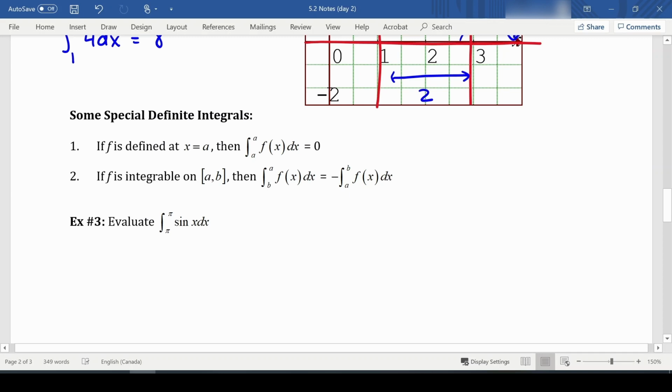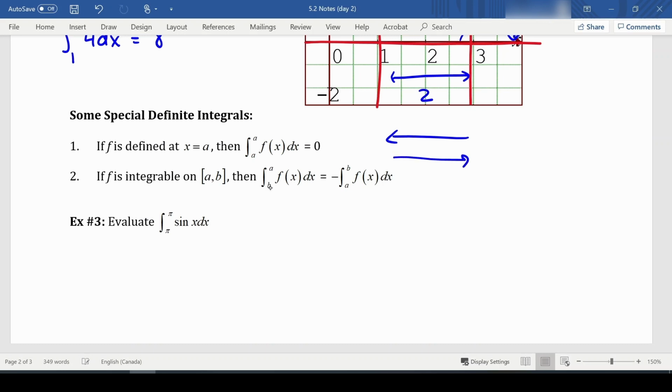So basically, if the bounds are backwards, it essentially means that you're now viewing your area in the wrong direction. To switch to the right direction, you can switch your bounds, and that would be the negative version of going in the wrong direction. When we read graphs, we usually read left to right, so our lower bound should be on our left, our upper bound on our right. If the integral is written backwards, you can rewrite it so that they're in the right direction as long as you take the negative of that integral.